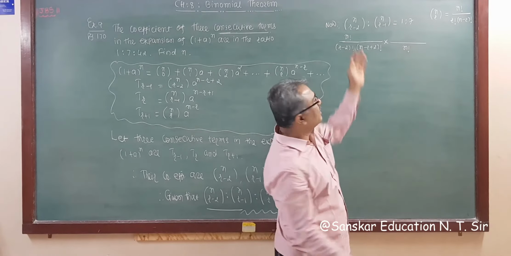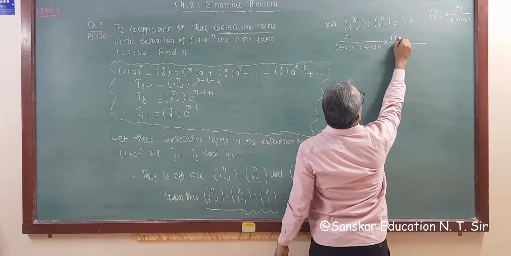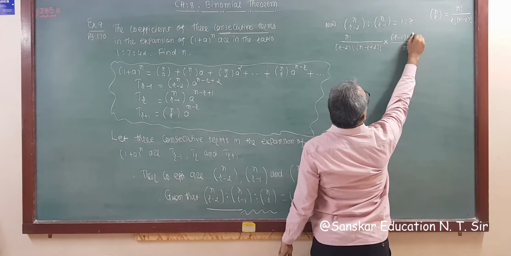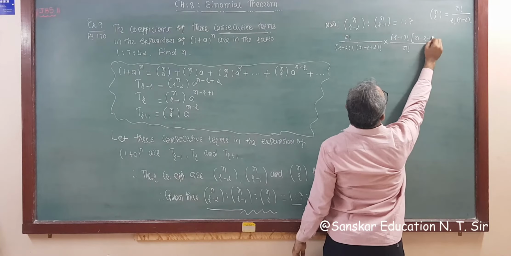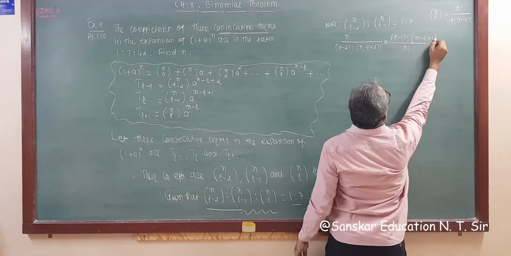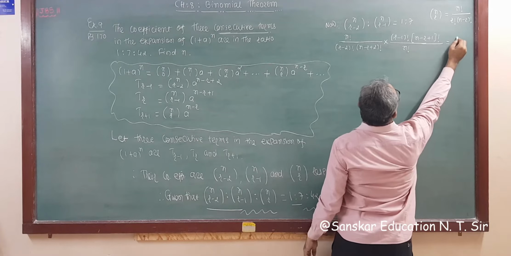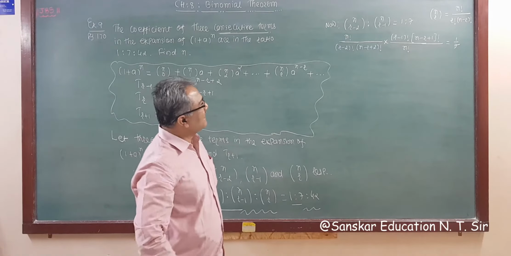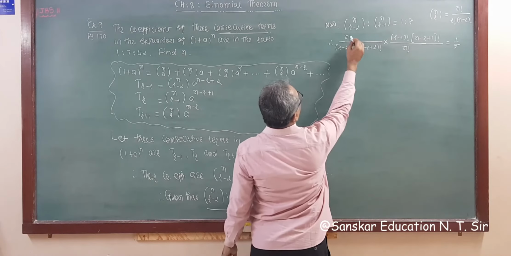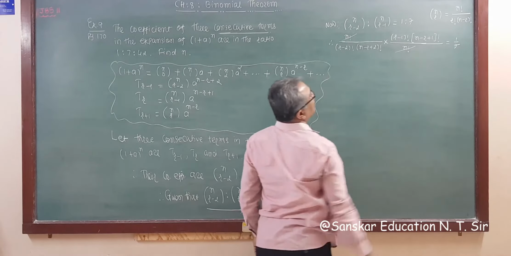Denominator goes to numerator. So this is (r minus 1) factorial into (n minus r plus 1) factorial is equal to 1/7, right? So this is given. So this n factorial will be cut.